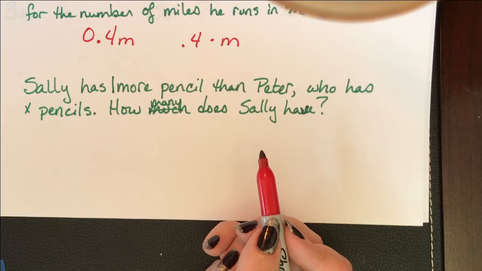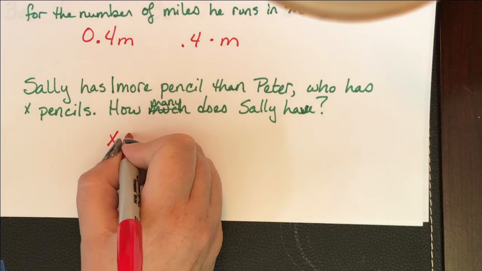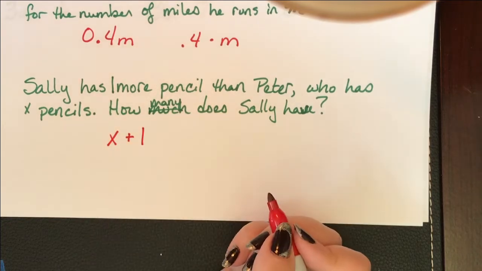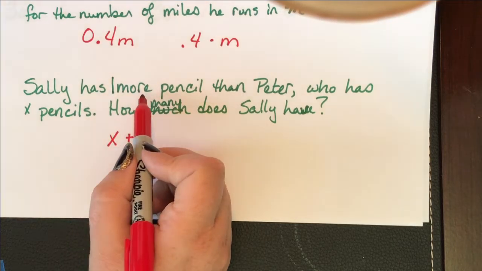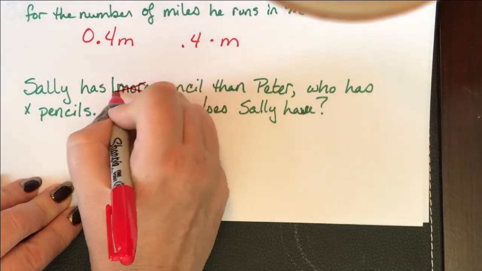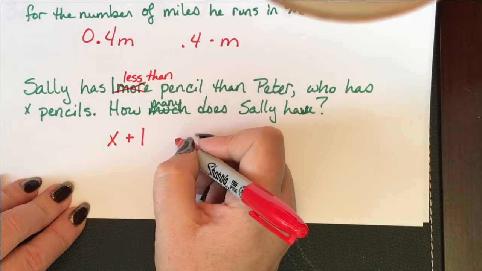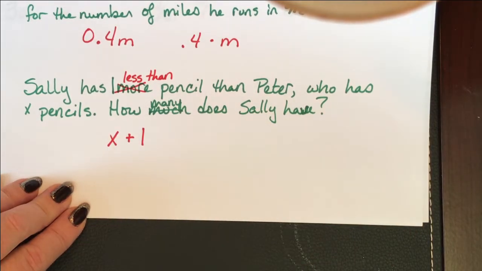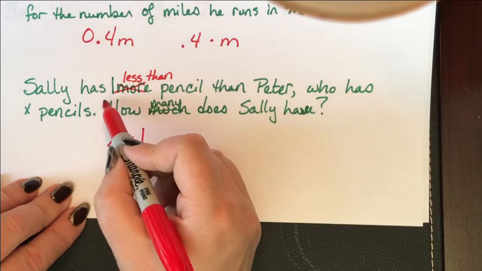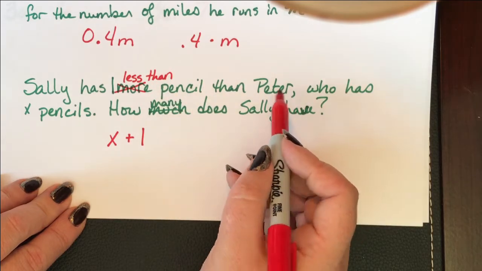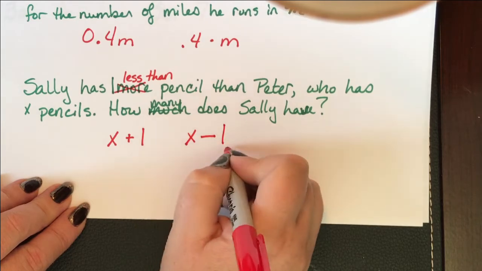We've also got Sally has 1 more pencil than Peter, who has X number of pencils. How many pencils does Sally have? Well, if Peter has X pencils and Sally has more, then Sally has X plus 1. More is one of those words that is used to describe adding. If this was a less than problem, then what I want to show you is that in subtraction, just like division, order matters. If Sally has 1 pencil less than Peter, then you have to start with how many Peter has and subtract 1 to get Sally's.